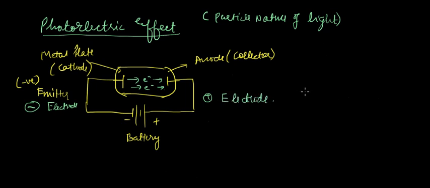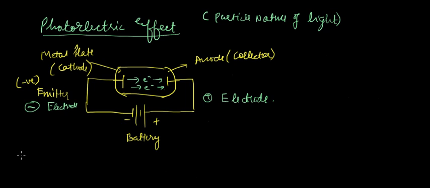Okay, so when light of appropriate frequency is incident on the metal surface, electrons get ejected from the metal surface. This phenomenon is called the photoelectric effect. So the ejected electrons from the metal surface are called photoelectrons.